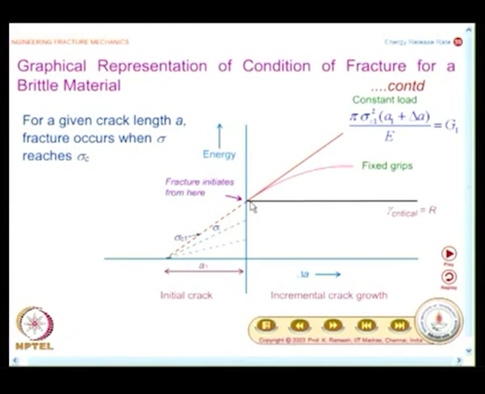In the case of fixed grips, whatever the strain energy stored, that gets depleted. So, this will take a shape like this. So, for all our future discussion, we might just keep this constant load, and what it implies.